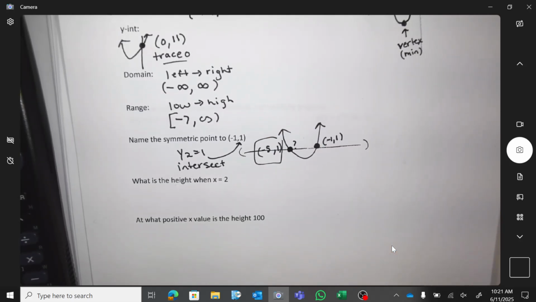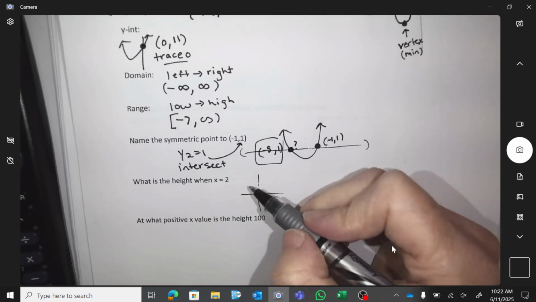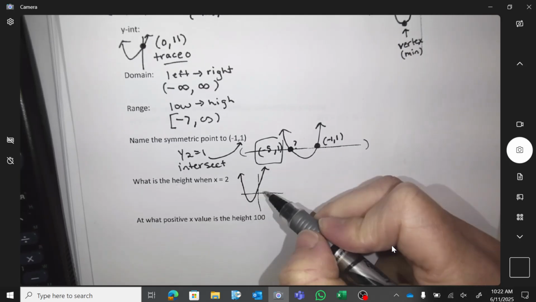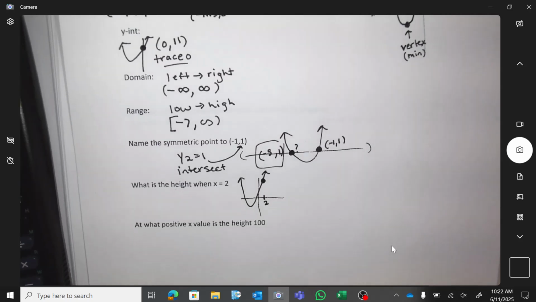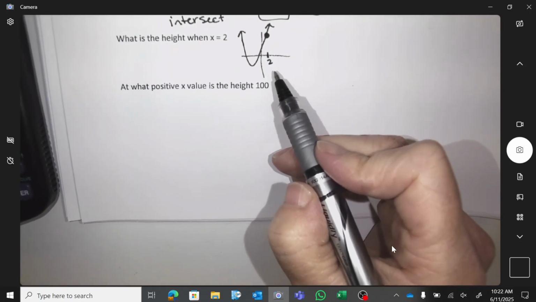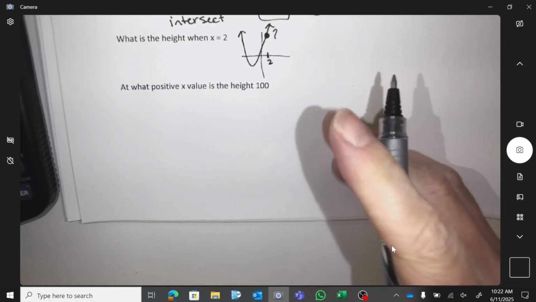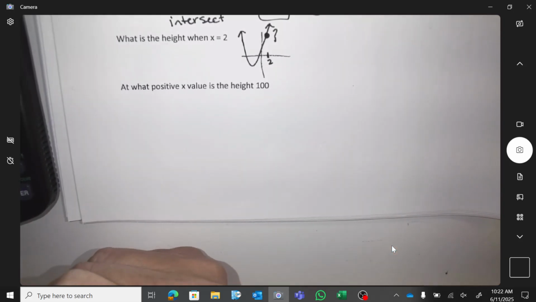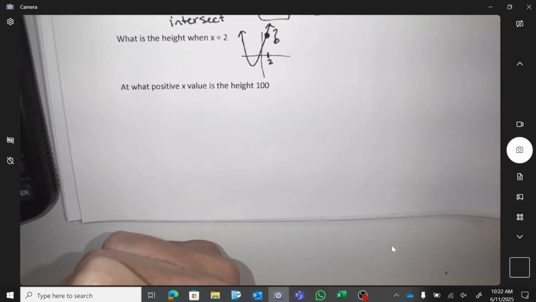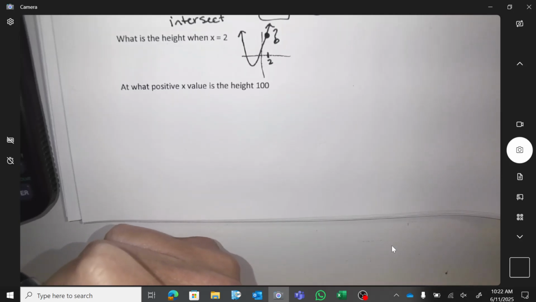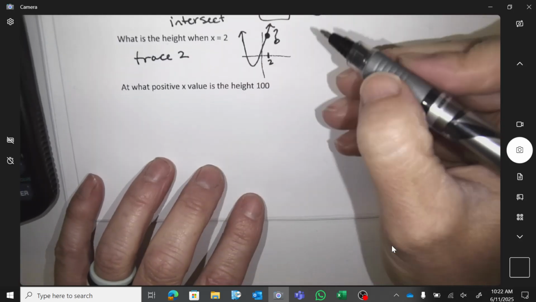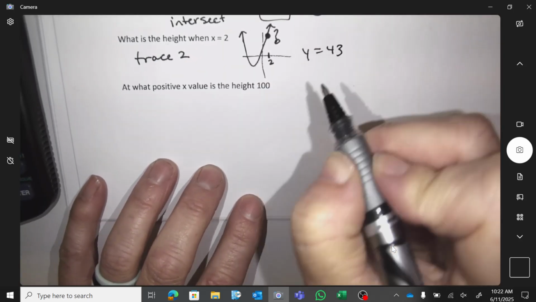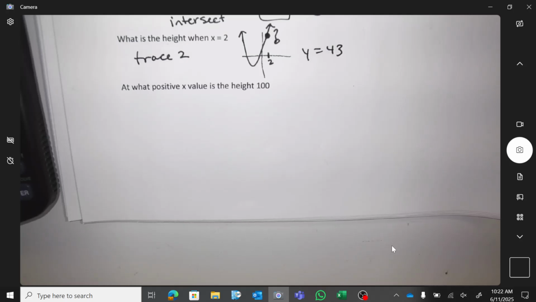Okay, what is the height of this graph when you're at 2? What's this height going to be at? Okay, so what do you do when you know the x value? What do you do when you know the x value? Trace 2. You just tell your mouse to go there.